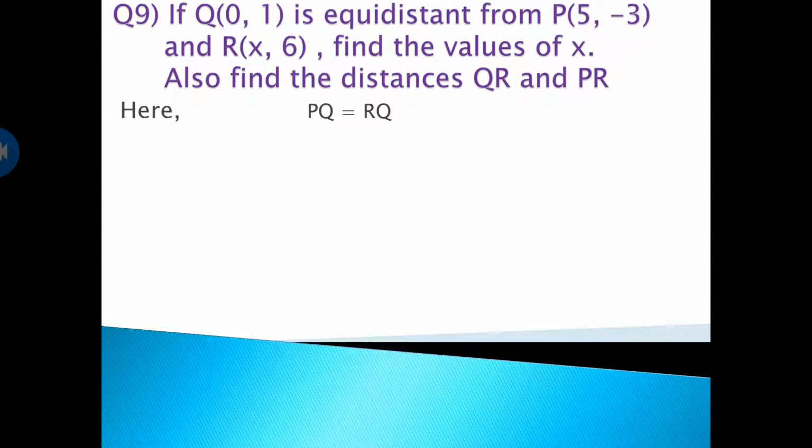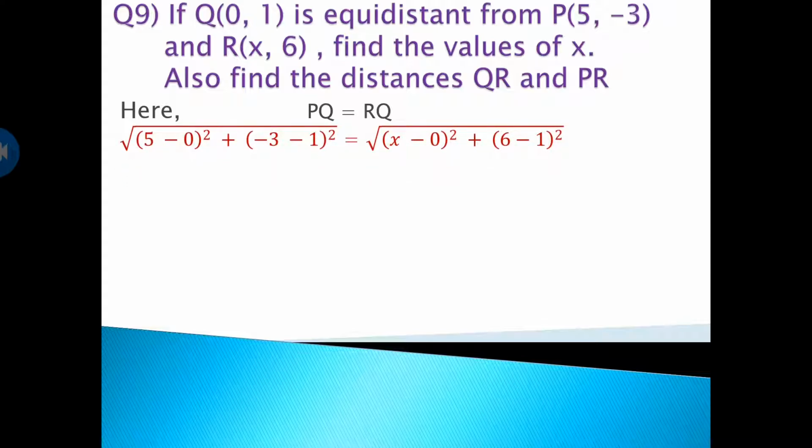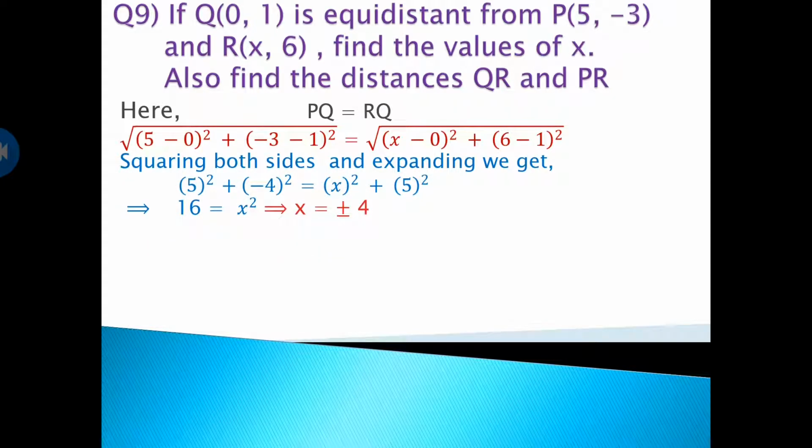Now question number 3. If Q(0, 1) is equidistant from P(5, minus 3) and R(x, 6), find the values of x. Also find the distances QR and PR. In the first part it is given that Q is equidistant from the points P and R. So can we write PQ equal to RQ? Now these distances PQ and RQ we find out by using the distance formula and we solve for getting the values of x. It is coming as x equal to plus or minus 4.